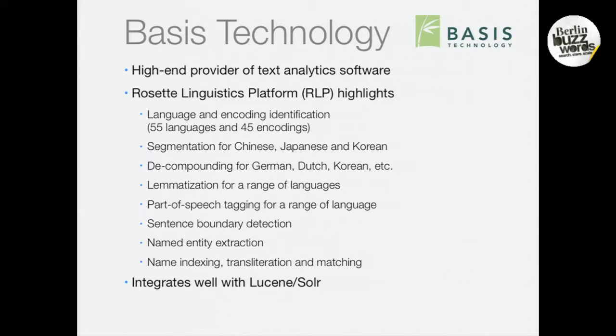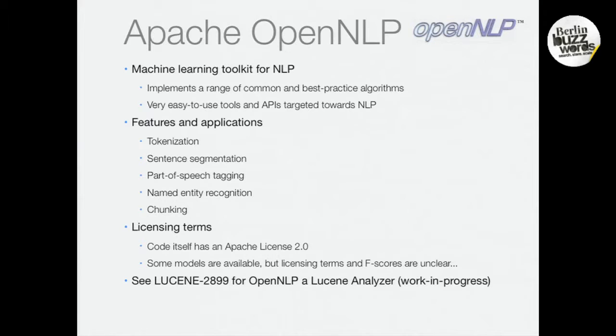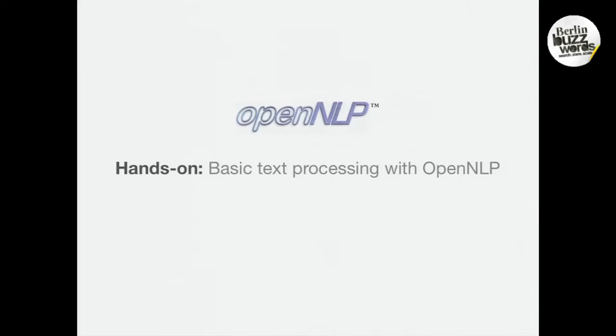There's also OpenNLP, which offers a range of NLP support that's perhaps not only related to search: sentence segmentation, part of speech tagging, named entity recognition and text chunking. So if you're interested in these sorts of applications, I recommend having a look at OpenNLP. We also have a tutorial on that. I'll just run it quickly.